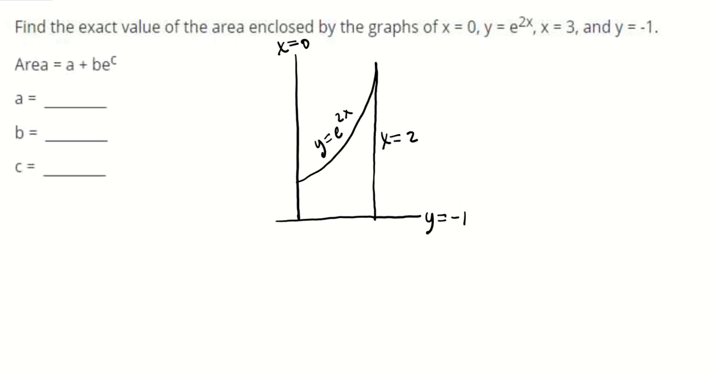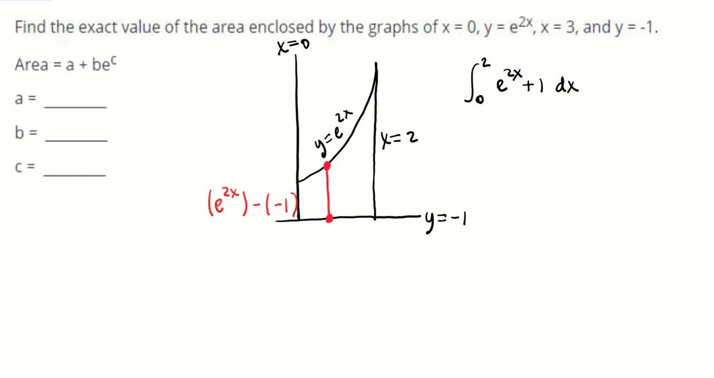Okay, so the area of this region, I'm going to be integrating top minus bottom, because the curve is always going to be on top, and the line y equals negative 1 is always going to be on bottom, so it'll be easy enough. So I will say top minus bottom is y equals e to the 2x minus y equals negative 1. And then I will be integrating as x runs from 0 to 2. The integrand will be e to the 2x minus negative 1 dx.